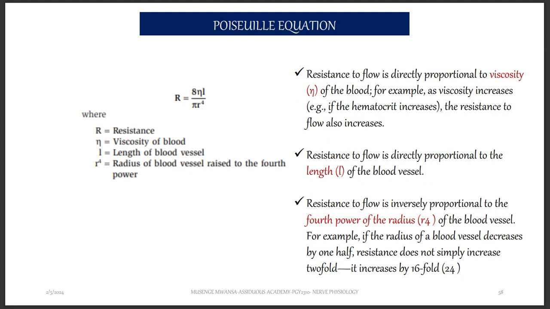Just if we halve the radius, 1 over 1/2 to the power 4 is going to give us 16. So the resistance is going to increase by a factor of 16.